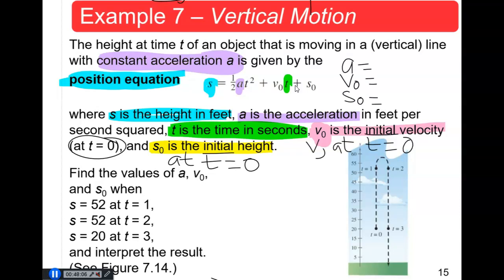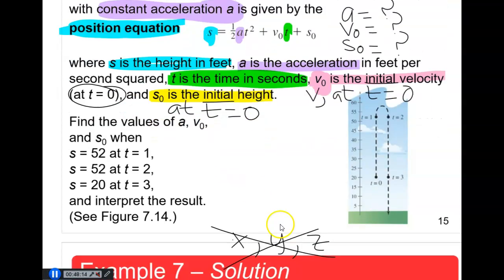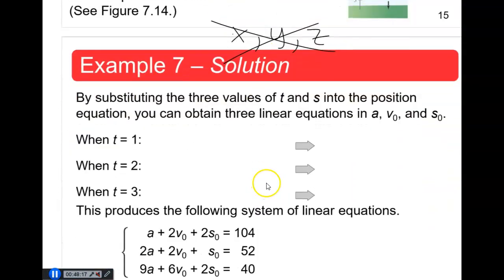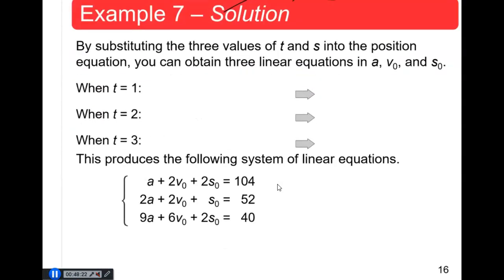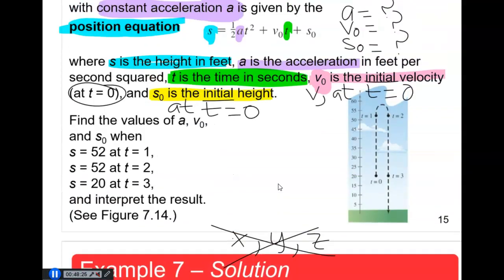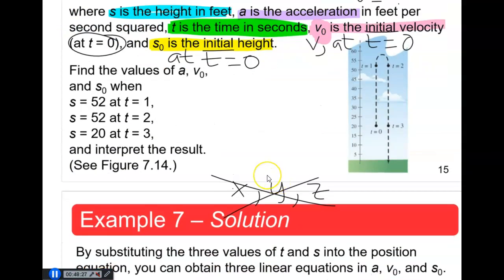And how are we going to do that? Well, we are going to use the data provided to us, and then we're going to create a system that will be a 3x3 system, and then we're going to solve them there. So the system, it's already written down here, but let me tell you where it comes from. And again, here's what we're looking for. We're looking for A, we're looking for initial velocity, and we're looking for the initial position, in this case height. So we're going to use the data provided to us here.